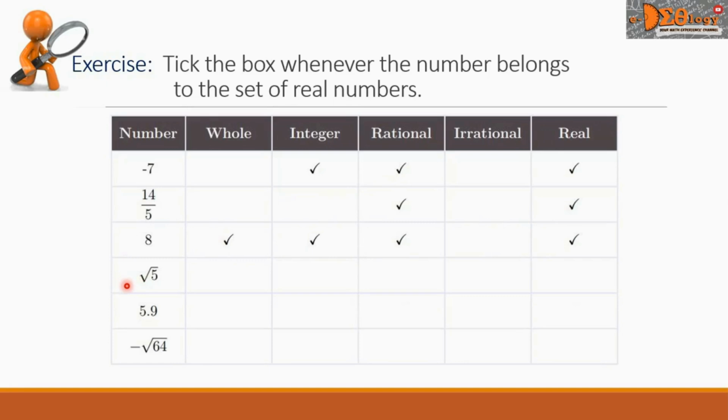Next is the square root of 5. We have this example a while ago, and this is an irrational number and a real number. Next example, 5.9. This is a decimal that stops. So this is a rational number and a real number. Last example, negative square root of 64. We can simplify this into -8. So this is an integer, a rational number, and a real number.